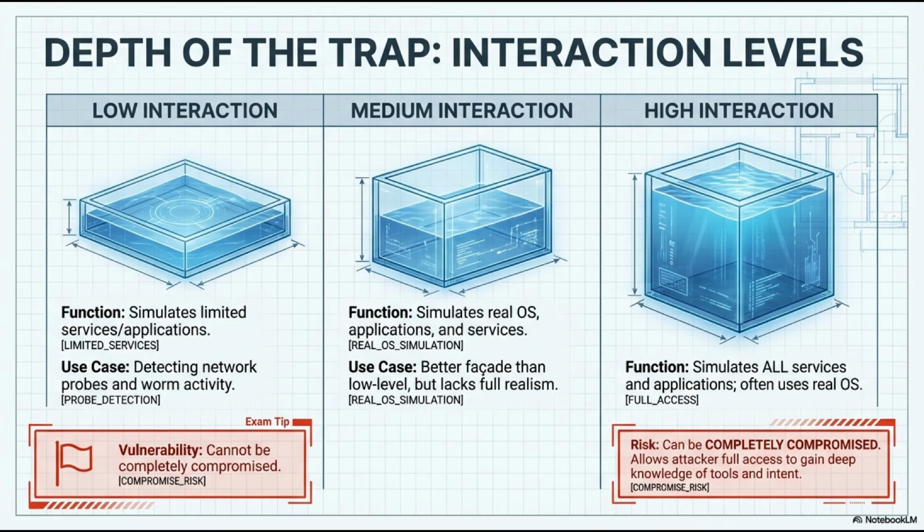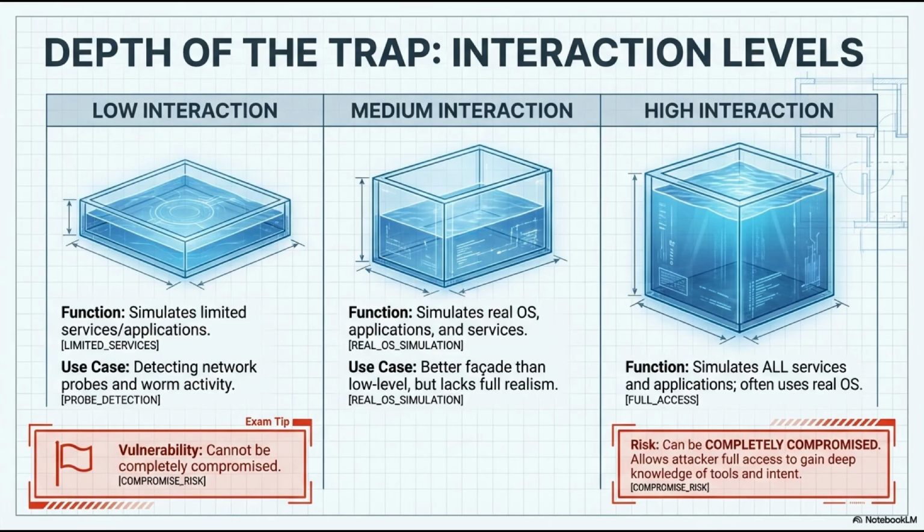The flip side, and this is the critical quiz takeaway, is that high-interaction honeypots can be completely compromised. So if you lose control of it. If you lose control, the attacker now has a real machine inside your network. They could use it to attack your real servers. That's the trade-off. You accept high risk for high-value intelligence. High-stakes poker. I like it.